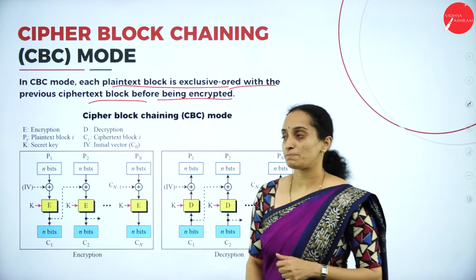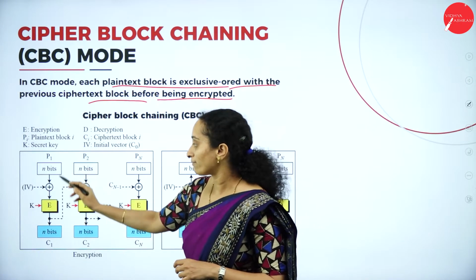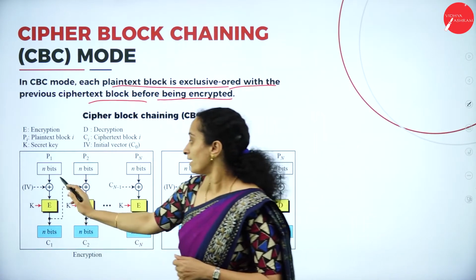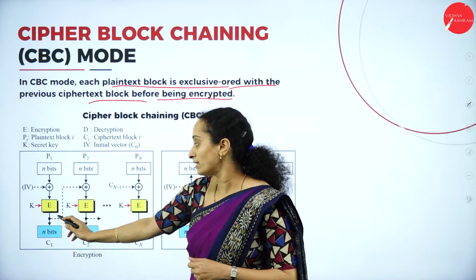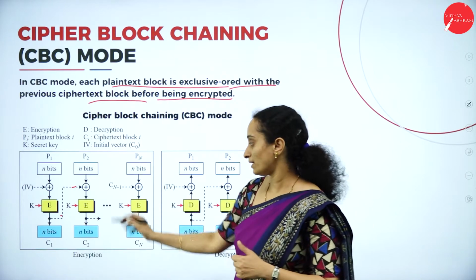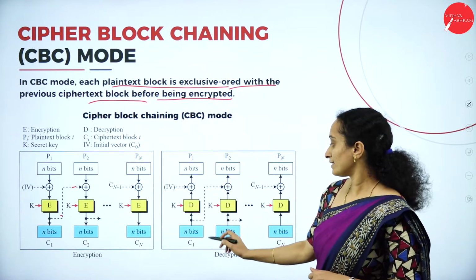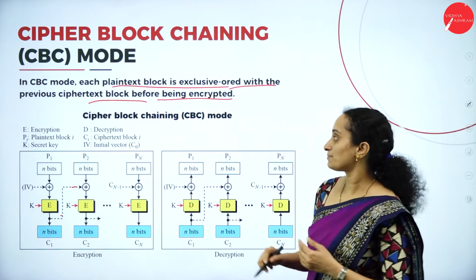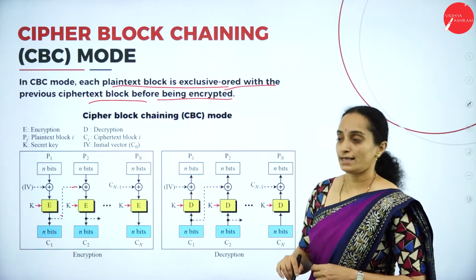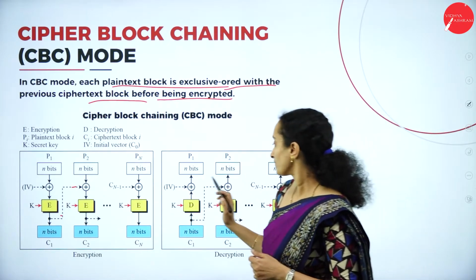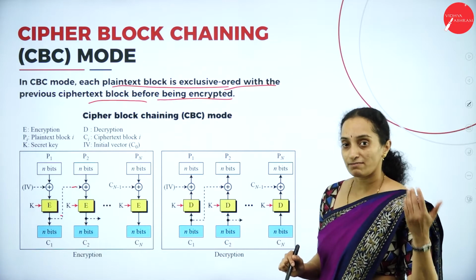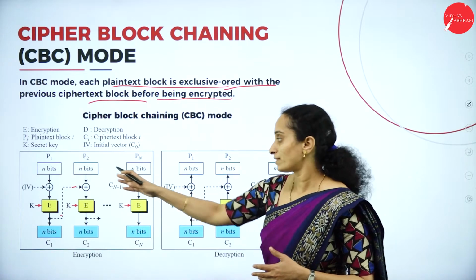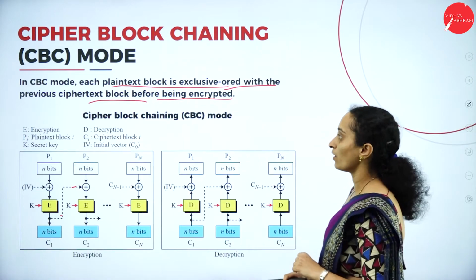We have the diagrammatic representation of the CBC mode. Here we have n bits. You will be performing the exclusive OR with the previous block. So the previous block is XORed and then encrypted to get the ciphertext. In decryption, the reverse process will be done. During decryption, the result of the previous block is XORed to get the plain text. So we are using the previous block, or the output of the previous block, XORed with the current plain text block.